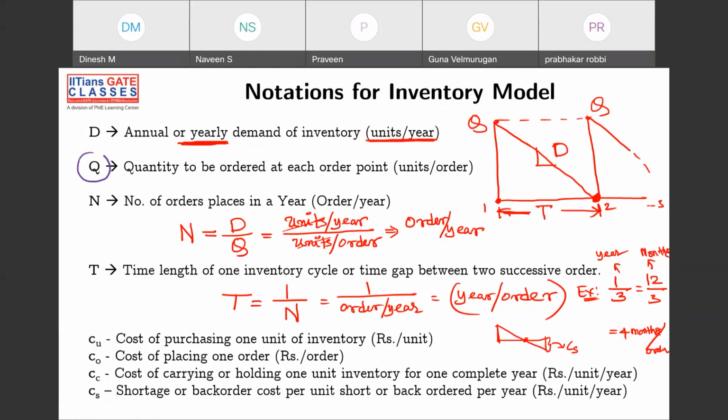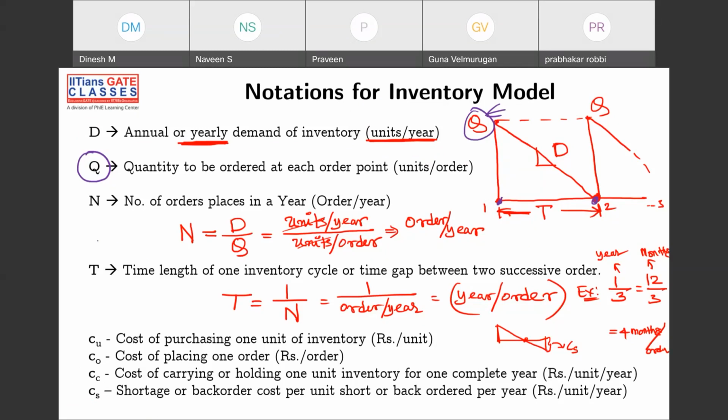Next is quantity Q. Already you know how much has to be ordered: inventory at each order point. Order point means today, maybe after 1 month, maybe after some other point. How many units are ordered will go into inventory. So this is the quantity that you have to order, and that is what you have to find. We are trying to find the quantity to order on so and so date, so that our cost is minimized. Which cost? Purchase cost plus carrying cost plus ordering cost plus shortage cost, all have to be minimized, right?